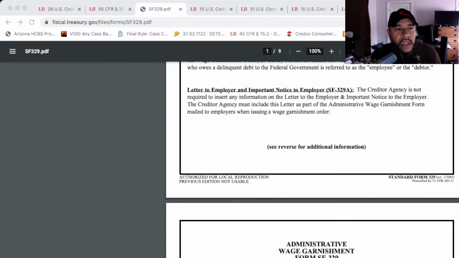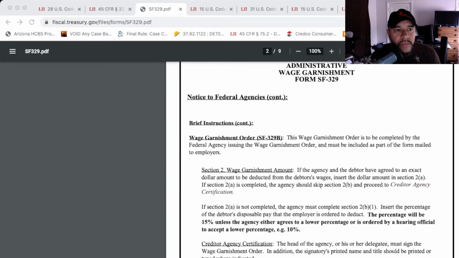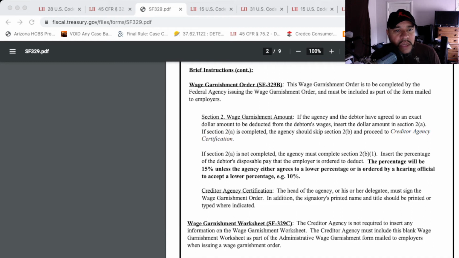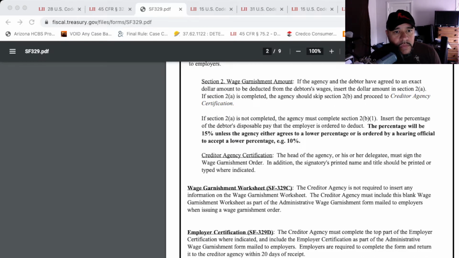The letter to the employer, the 329A, says the creditor agency is not required to insert any information on the letter to employer. An important notice to the employer: the creditor agency must include this letter as part of the administrative wage garnishment form to the employers when issuing the wage garnishment order. It gives the instructions, how it's completed, the amount, right?